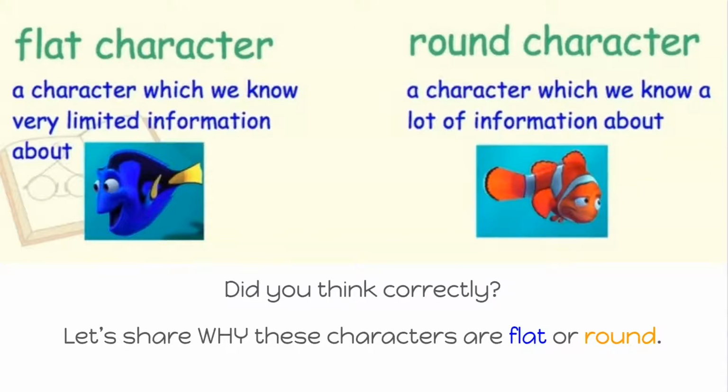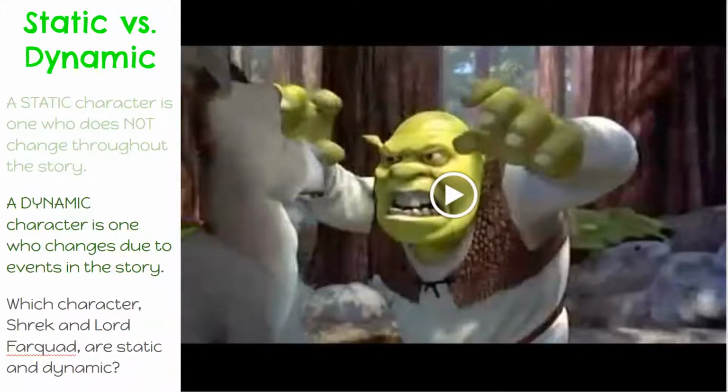Now we're going to check out another kind of description for characters, and those are characters that are static or dynamic. So a static character is one who does not change throughout the whole story. No matter what takes place, that character stays the same. A dynamic character is one who changes due to events in the story. Something has taken place that's changed that character's personality. So as we watch this clip, you're thinking to yourself, which character, Shrek and Lord Farquaad, are static or dynamic? Let's check it out.